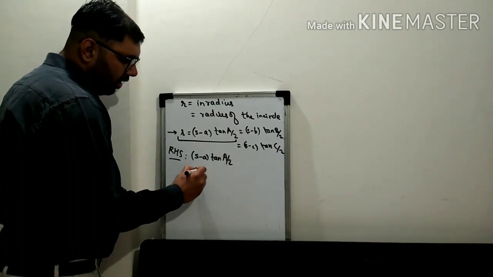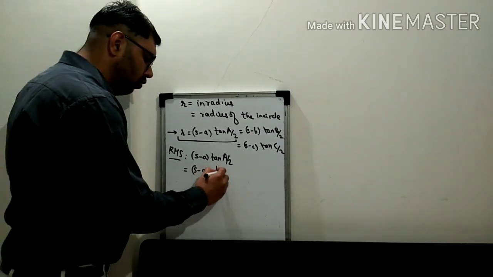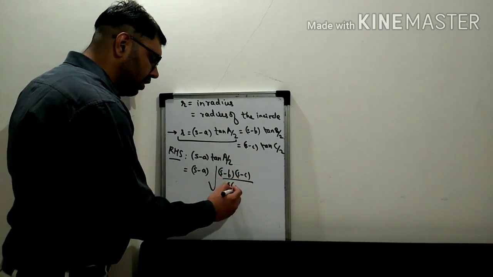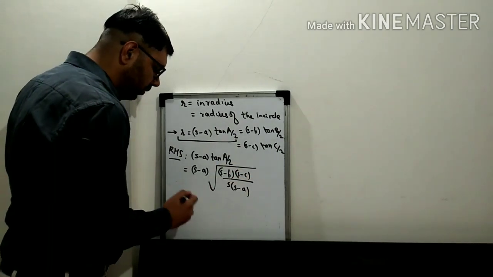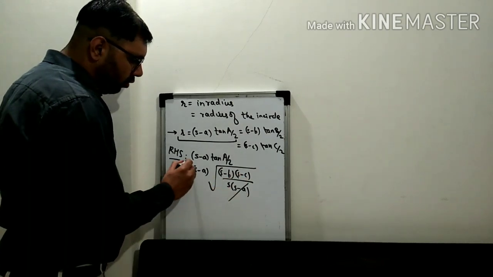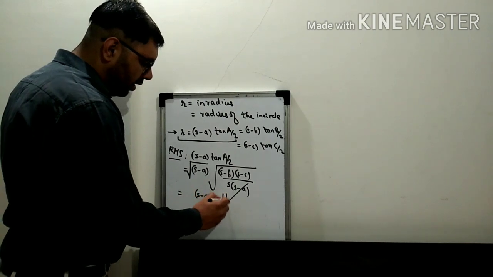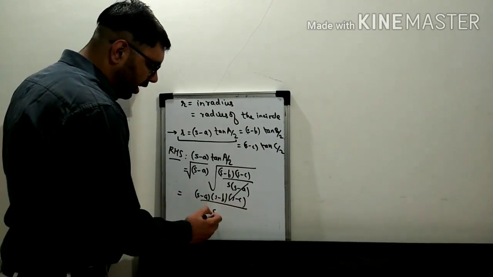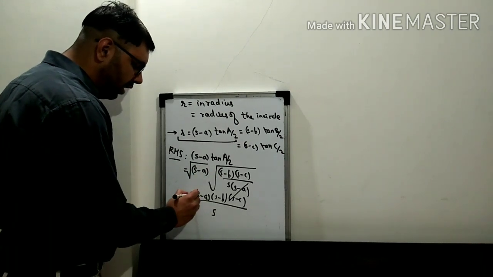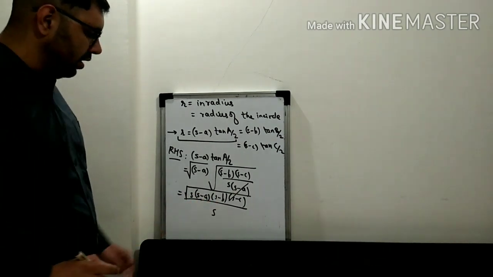We can apply the half angle formula. For tan a by 2, the half angle formula is the root of s minus b, s minus c divided by s into s minus a. Now the root of s minus a will get cancelled, so we will be left with the root of s minus a, s minus b, s minus c divided by s, complete root. So we multiply by root s in the numerator and denominator.